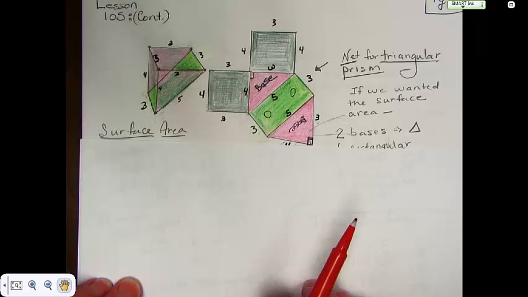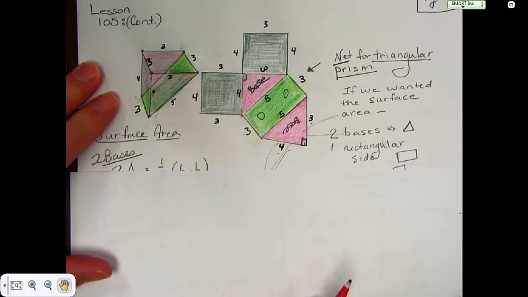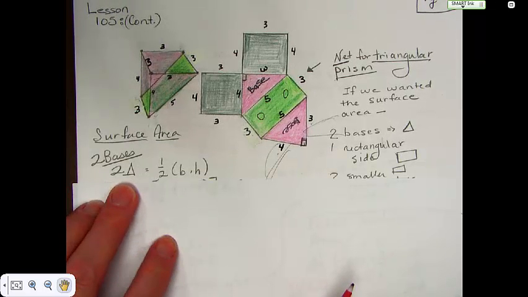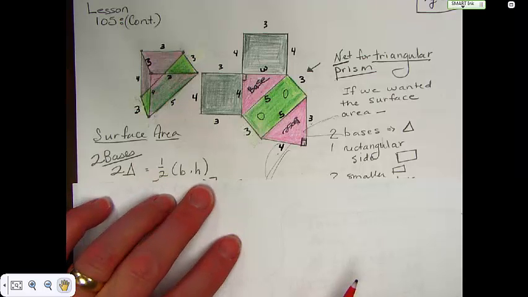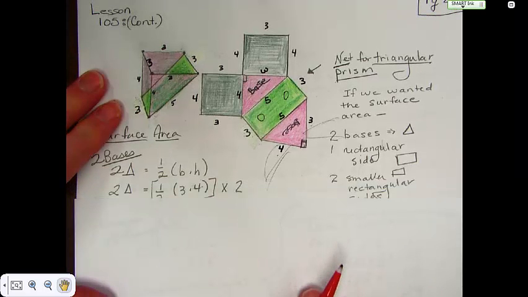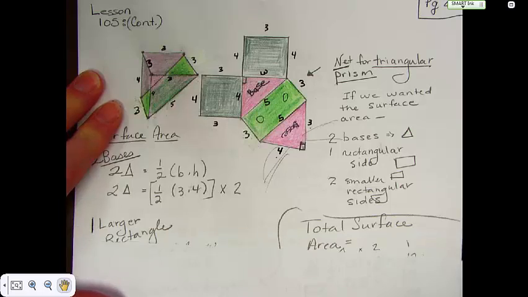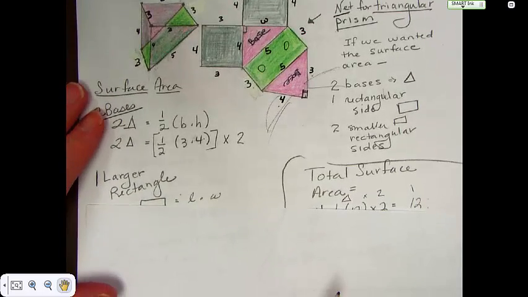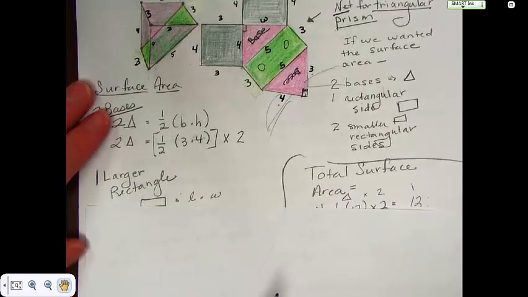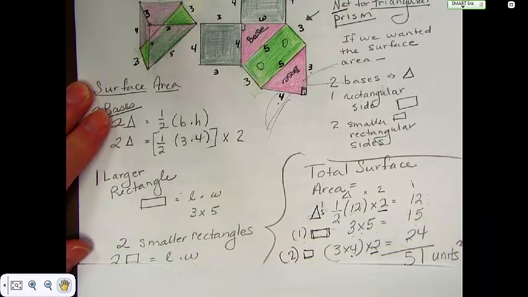Okay, for finding the area of the bases, you've got triangles, so it's 1/2 base times height. Finding the larger rectangle is going to be length times width, and the 2 smaller rectangles is also length times width.